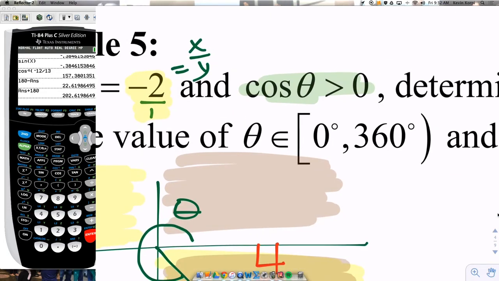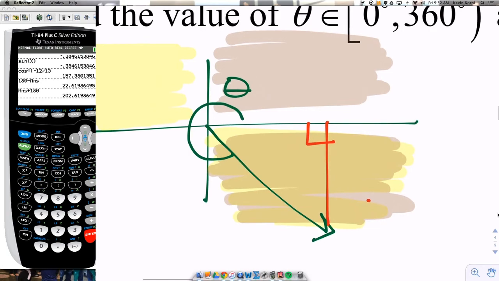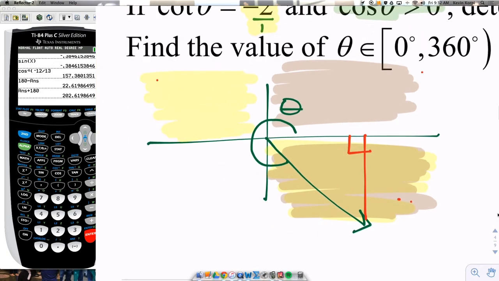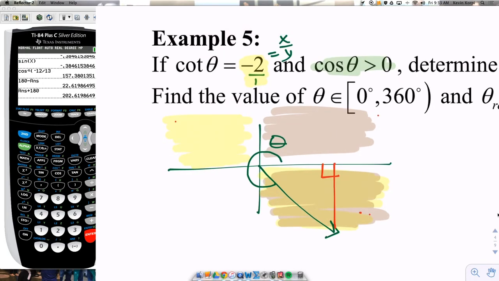And then it says that cosine is positive. Cosine's positive when x is positive, which is quadrant 1 and quadrant 4. And of course, the overlapping quadrant is quadrant 4. So that's the first step. You know your angle is in quadrant 4. So you draw a generic terminal ray into quadrant 4. You create a reference triangle by drawing a perpendicular to the x-axis, and now you can label the sides.